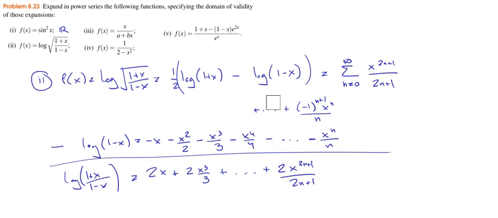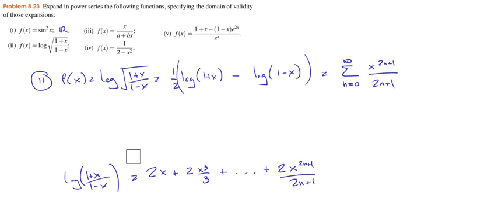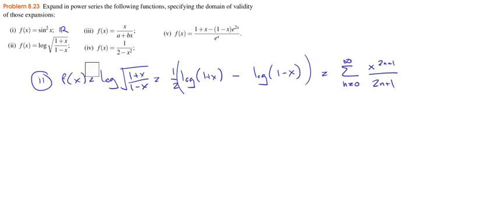Now, what's the domain of validity of this? If you compute the radius of convergence of this, the root test of this, you are obviously going to get that the absolute value of x has to be smaller than 1, right? Because this is the nth root of this. If x is equal to 1, this is not defined.